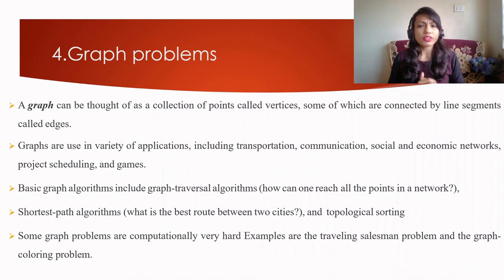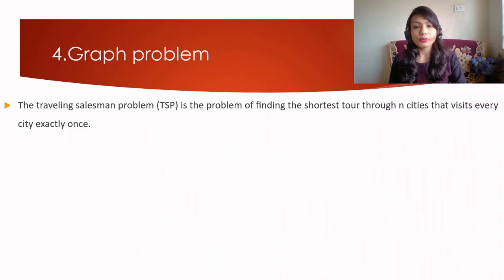Also, some of the graph problems are very difficult to solve, some problems can be solved only approximately, and some problems cannot be solved at all. Some of the problems which can be solved approximately are the traveling salesman problem and the graph coloring problem. So let's now see what these are.